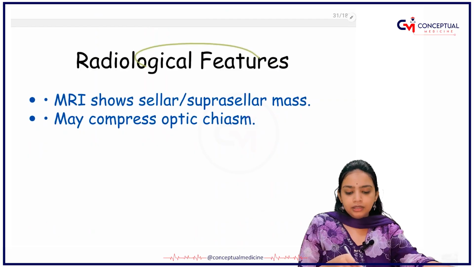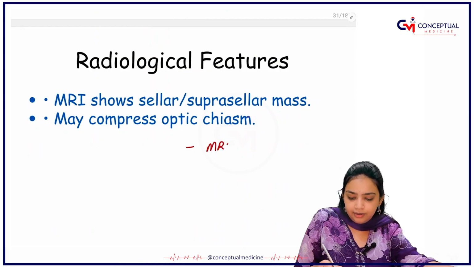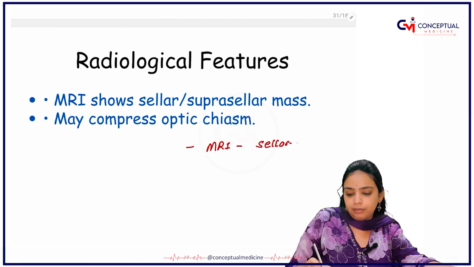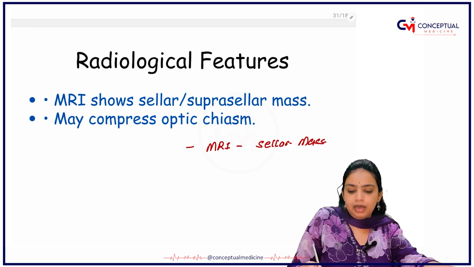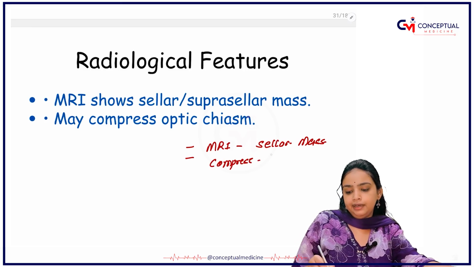In the radiological features, you are able to see that the MRI will show what? It will show the cellular mass. MRI will show the cellular mass, and they may compress your optic chiasma.